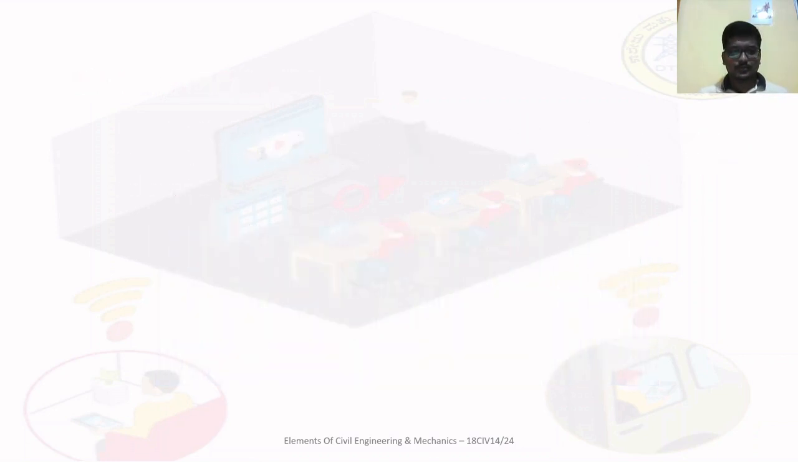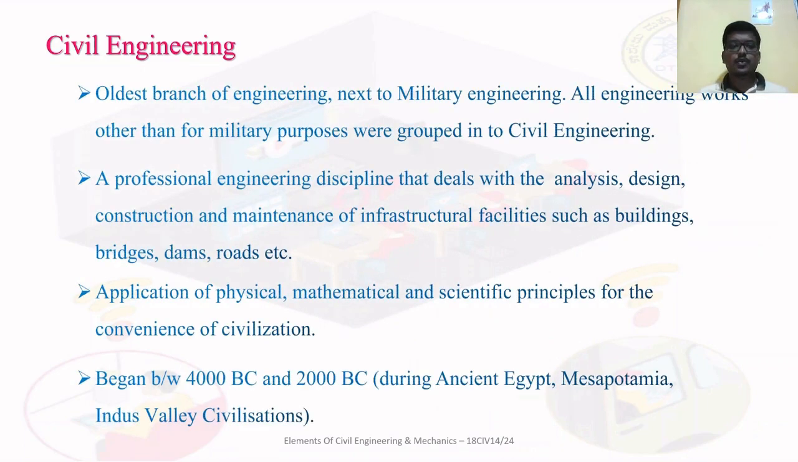Now, what is civil engineering? Civil engineering is the oldest branch of engineering next to military engineering. All engineering works other than military purposes were grouped into civil engineering. Civil engineering is a professional discipline that deals with the analysis, design, construction, and maintenance of infrastructural facilities such as buildings, bridges, dams, roads, etc. A civil engineer applies his physical, mathematical, and scientific principles for the convenience of civilization.